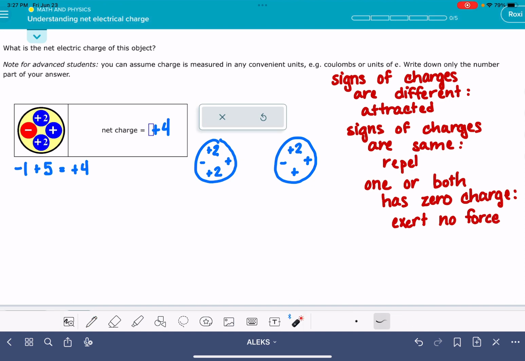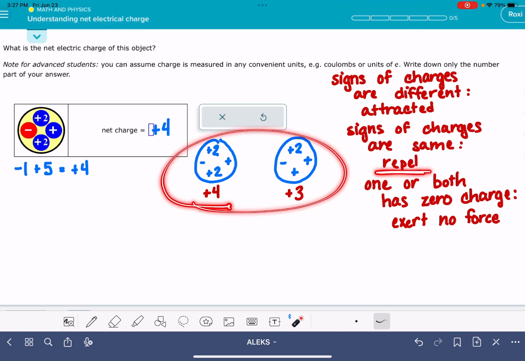So for this particular version of the problem, we have to figure out the net charge for each object. We already figured out that object was a +4, and then this other object that I drew is +2, 1. So this has a total of +4 with a -1. So this one is a total net +3. Because these objects have the same charge, they are going to repel each other.